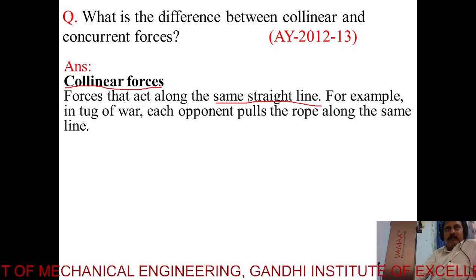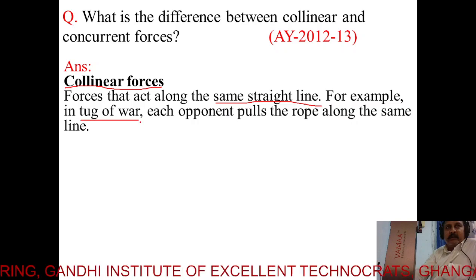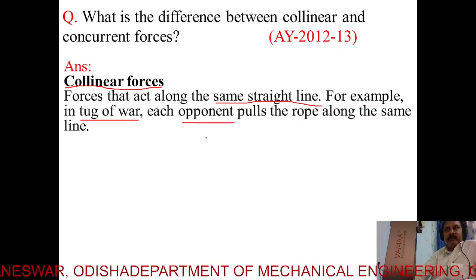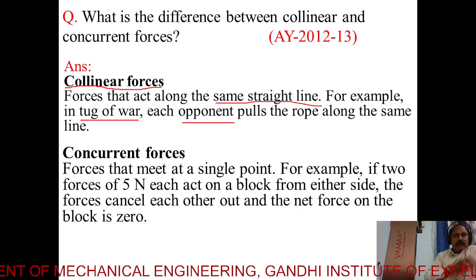There are certain real life examples. For example, many of you know the tug of war, a game many of us have played, where each opponent is a group of people pulling the rope along the same line. So this can be the best example for a collinear force. So collinear forces are all the forces which are acting along the same straight line. Next is your concurrent forces.